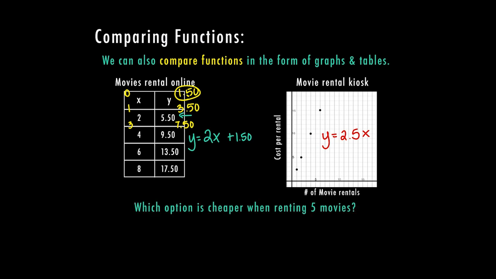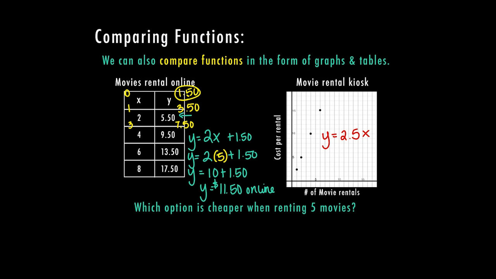So now the question wants to know which option is cheaper when we're renting 5 movies. So that means for each one, I'm going to plug in a 5 for my x. So I have y equals 2 times 5 plus 1.50. So now y equals 2 times 5 is 10 plus $1.50. y would equal $11.50 for the online option.